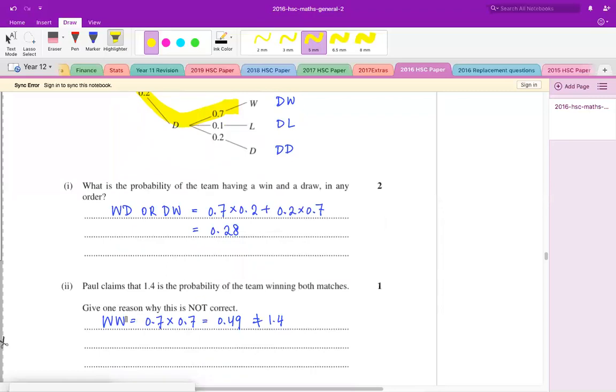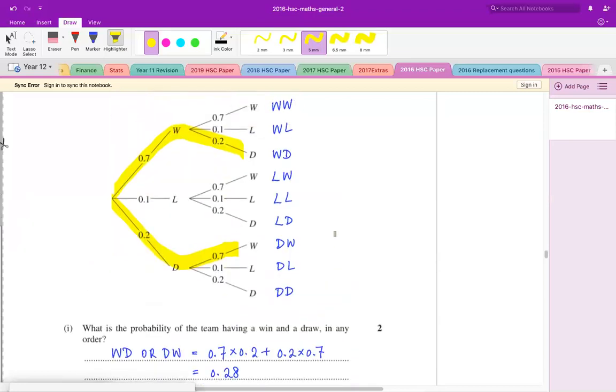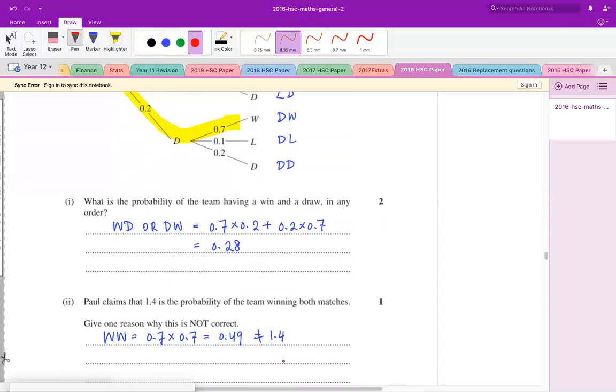Second of all, if you actually find the probability for winning both games, it's going to be 0.7 times 0.7 because you're going horizontally. So it'll give you 0.49. In the question, they actually added these 2 probabilities, but that's incorrect. You only add them when you're doing vertically.